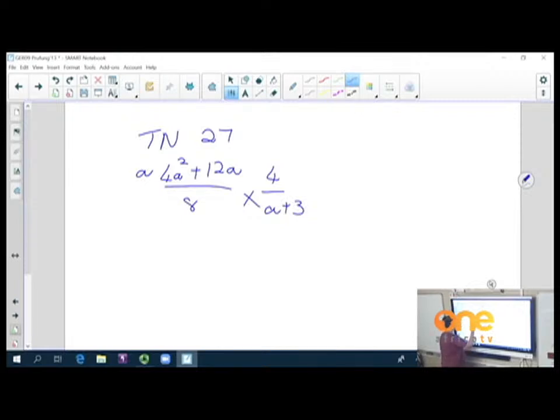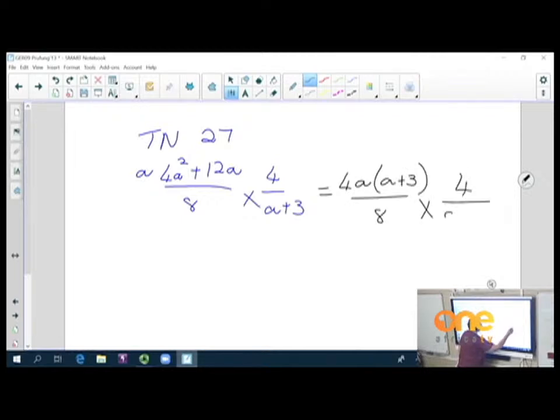Now remember, this is addition, so I cannot just cancel out here. I'll first have to factorize there again, as we've been doing all the time. So I'm taking out the highest common factor of 4a, and then there remain a plus 3 over 8 times 4 over a plus 3.